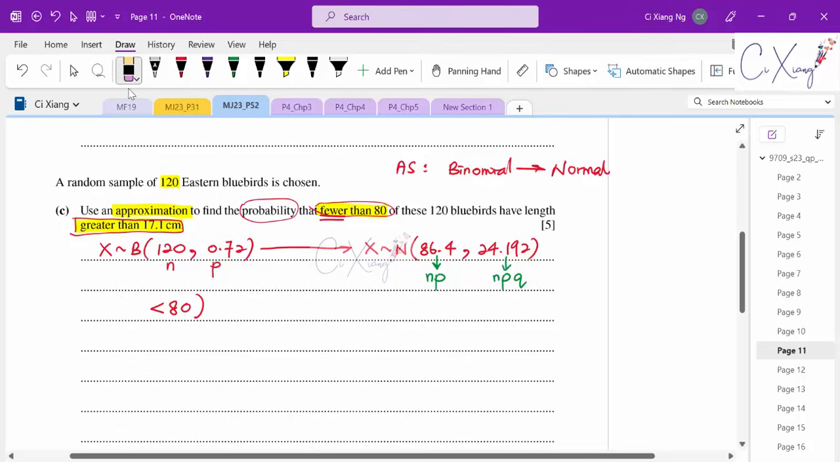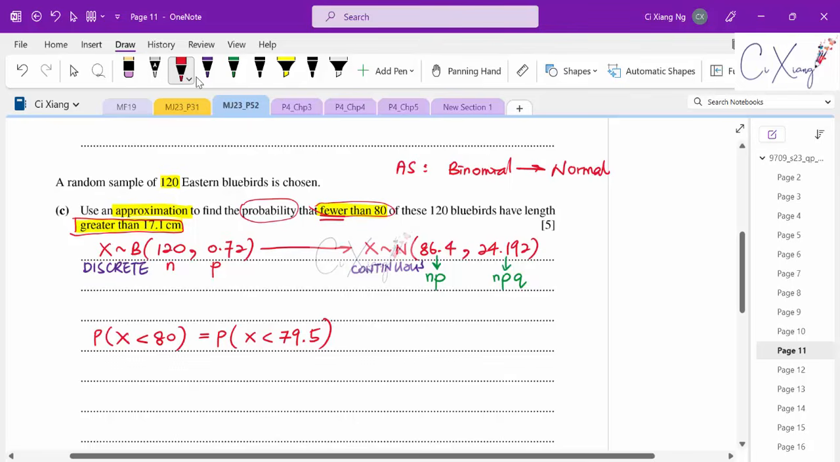Before we can continue, you need to know that binomial is a discrete random variable, and normal is a continuous random variable. So when you are changing from discrete to continuous random variable, you actually need to make some adjustment for the value of x so that there's no gap between the graph, right? So for x smaller than 80, when you apply the continuity correction, it should be smaller than 79.5.